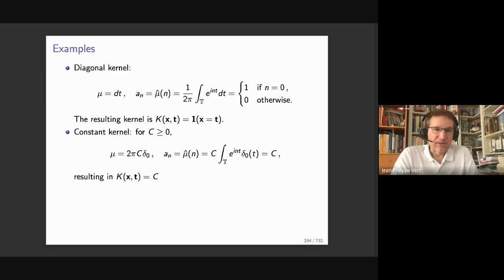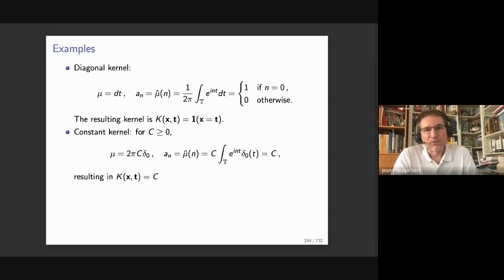Now let's take a second extreme example. Remember I said that measures are a bit more general than functions. So let's take a measure which is not a function, which is not a measure of the form f(t) dt. Let's take the Dirac measure in 0. So we take for mu the Dirac measure in 0, delta 0, and we multiply by 2 pi c, just you will see why, where c is a non-negative number.